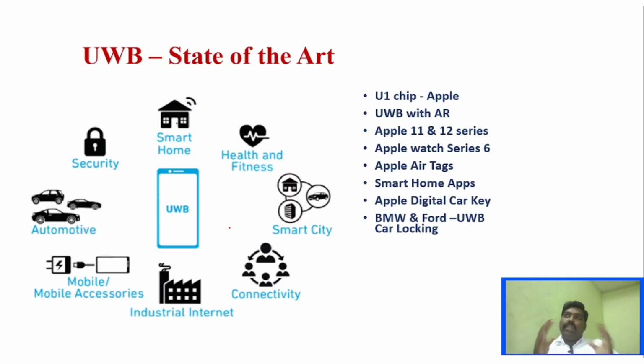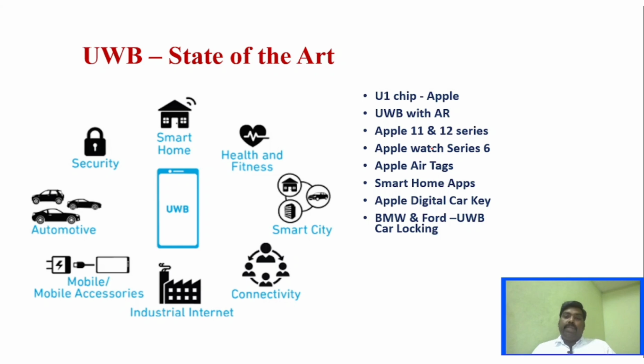And coming to the state of the art, that is, the latest UWB applications. UWB finds applications almost in all fields right now, whether in smart home, health and fitness, smart city, connectivity, industry, and also the automobile industry, mobile and accessories, and security. And some notable applications which we started using right now is Apple iPhone, where you have the U1 chip integrated, that is the iPhone 11 and 12 series, everything has the U1 integrated chip. Apple Watch series and Apple AirTags work only with the UWB technology.